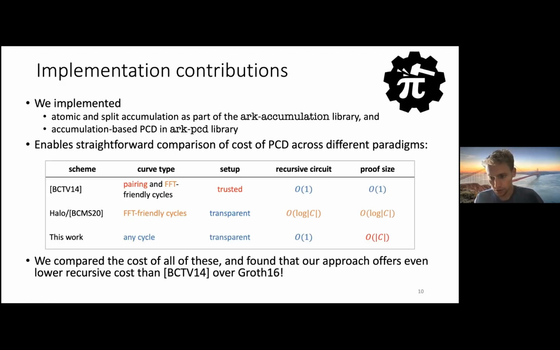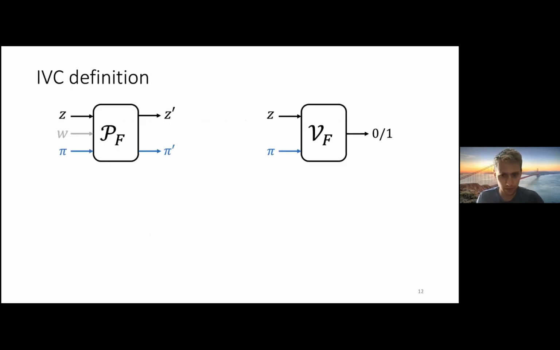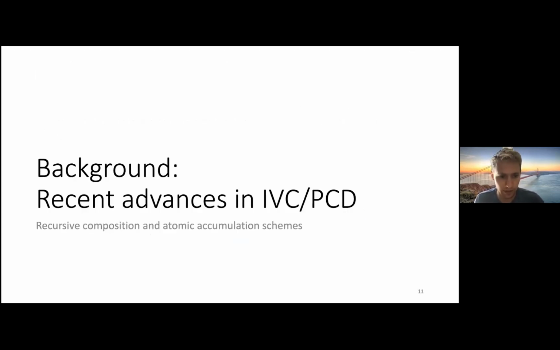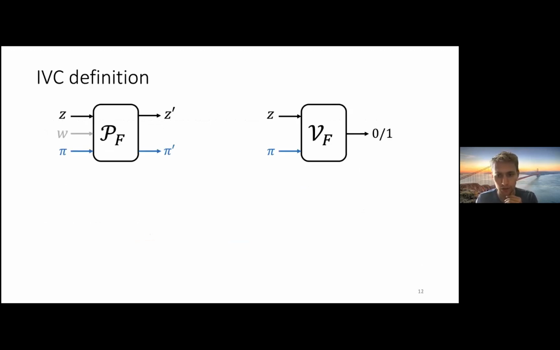Okay, so now let's get into the weeds. Let's have a small background on recent advances in PCD. A little bit more formally, we have here the definition of IVC, which we already discussed. We have some computation, or some function f, that is evaluated on z and w and outputs z prime. And the prover in IVC always takes as input the new z prime and pi prime, so that was the output of the previous prover.